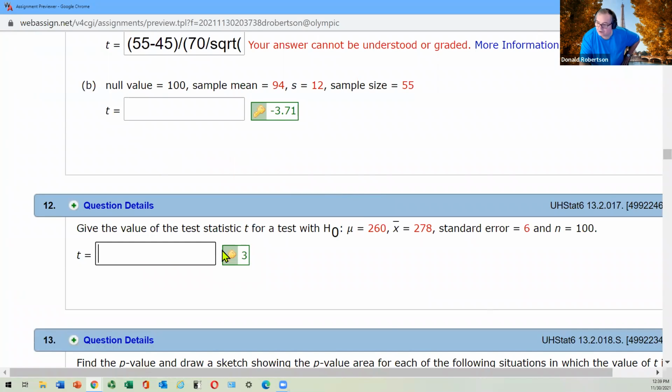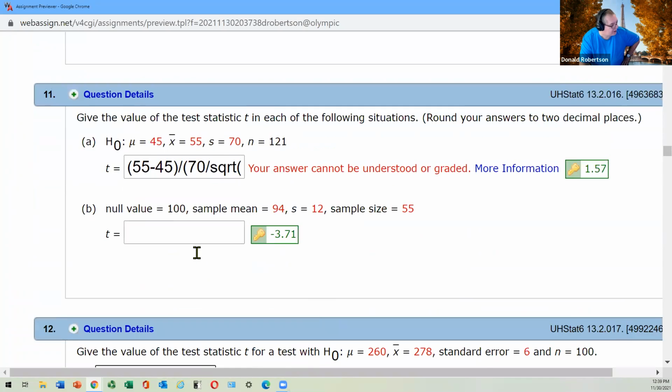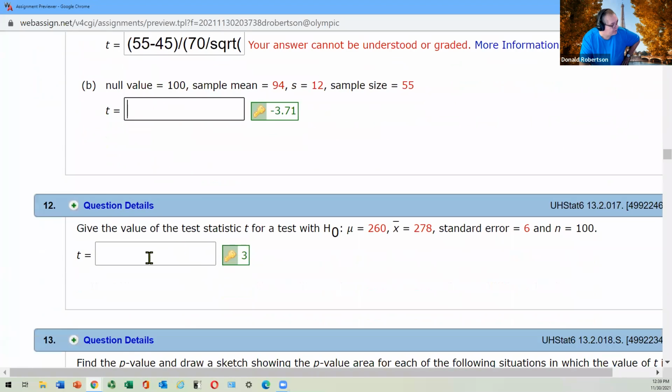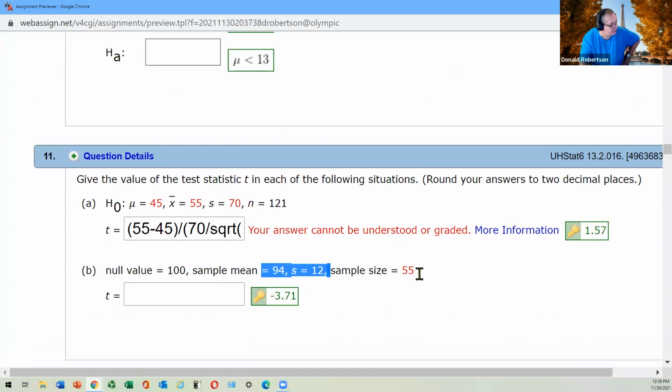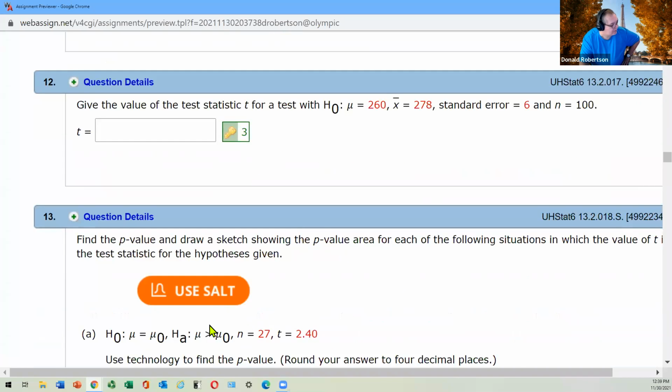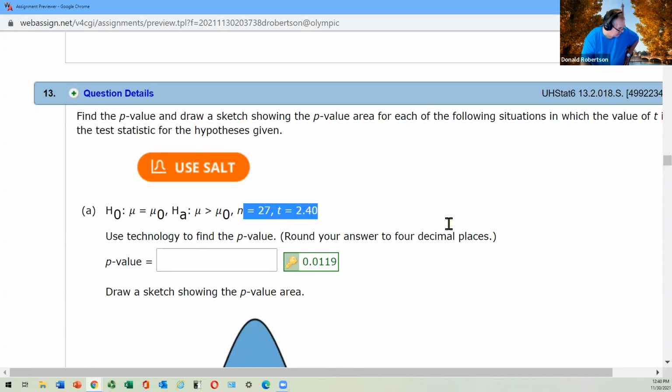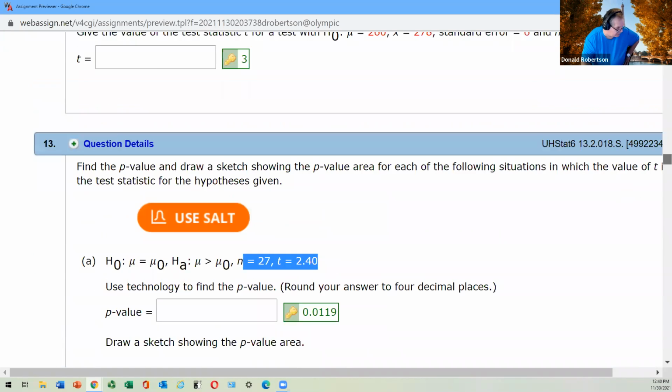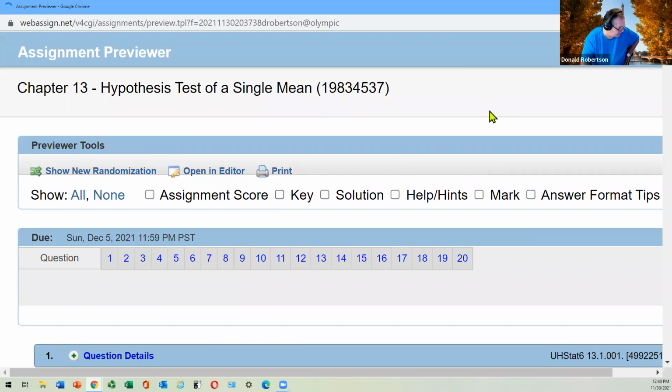Are we comfortable with that, or do you want me to do one more of these? Are you happy about getting a t-score when they tell you all this stuff here? Are we comfortable? Can't tell if you're comfortable. Are we good, or do you want to see a calculation? We're good, okay. So I'm now going to move on.